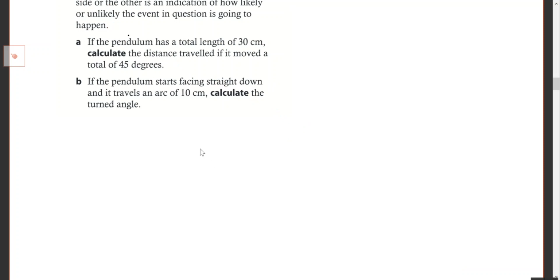Right. So the pendulum is basically a length with a weight on the end. A pendulum has a total length of 30 centimeters, and then it says, if the distance traveled, it moved a total of 45 degrees.